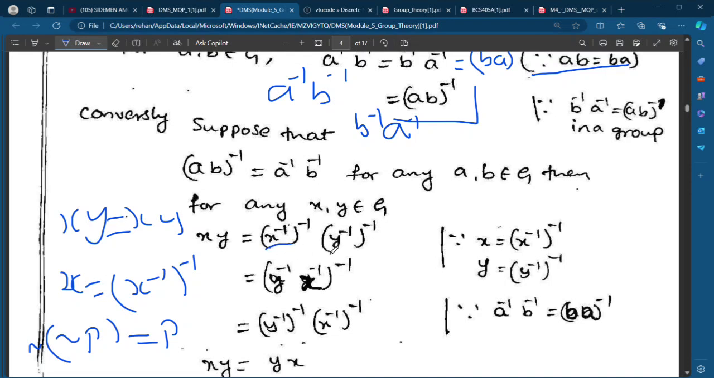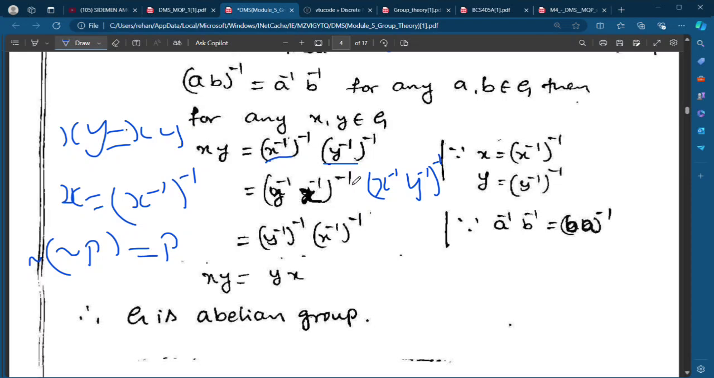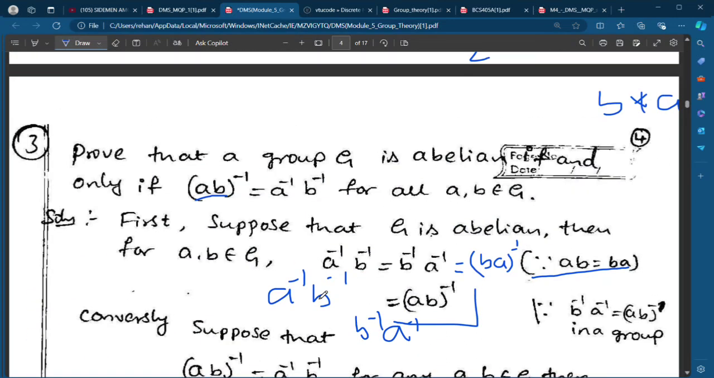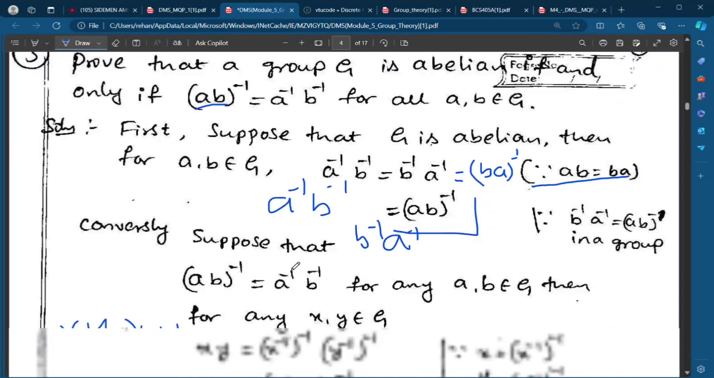Now see here, powers are same, so I'll group the bases. That is nothing but (x inverse into y inverse) the whole inverse. Then it is in the form of AB, and AB is equal to BA. So I'll write (y inverse into x inverse) the whole inverse. Then again I'll apply this power inside, which is nothing but (y inverse) the whole inverse into (x inverse) the whole inverse, which is equivalent to y into x. Therefore, I have proved that xy is equal to yx, that is commutative.